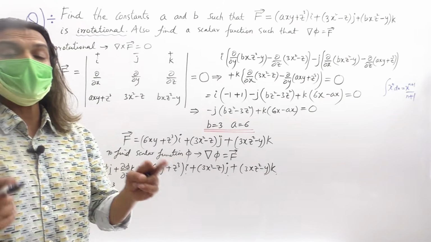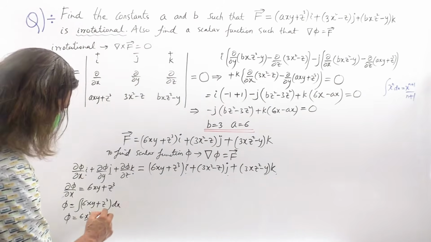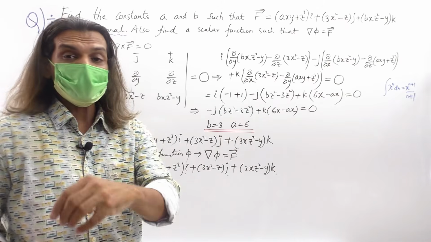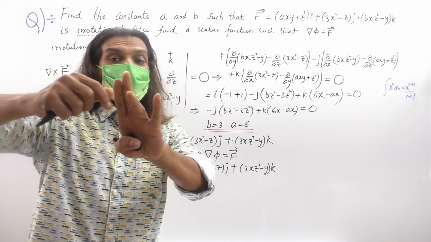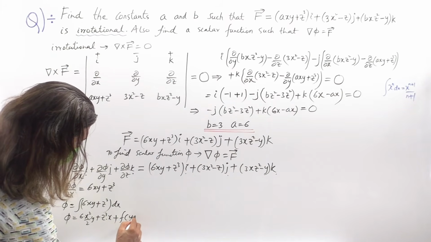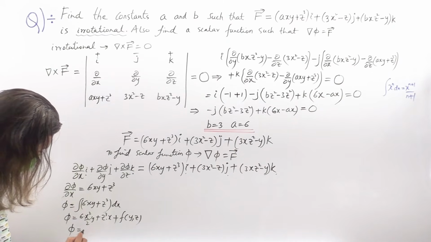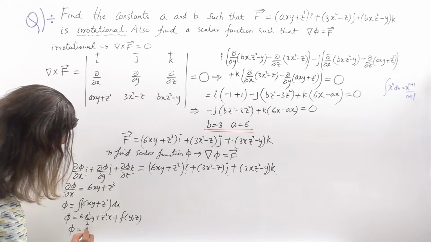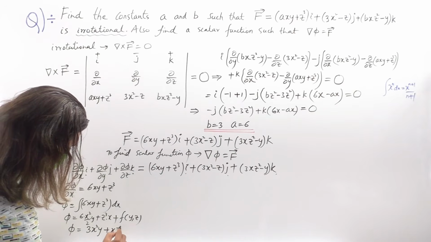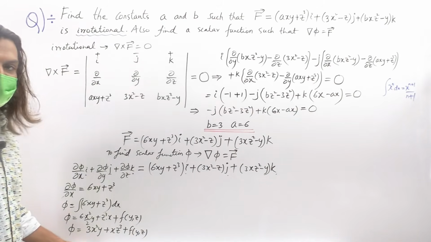Note that you are integrating with respect to x. So integration of 1 dx is x, and since we are integrating with respect to x, the constants remaining are y and z. So you have to clearly write here the function f of y comma z. That means we have here phi is equal to 3 x square y plus x z cube plus f of y comma z. So that is the first value of phi.